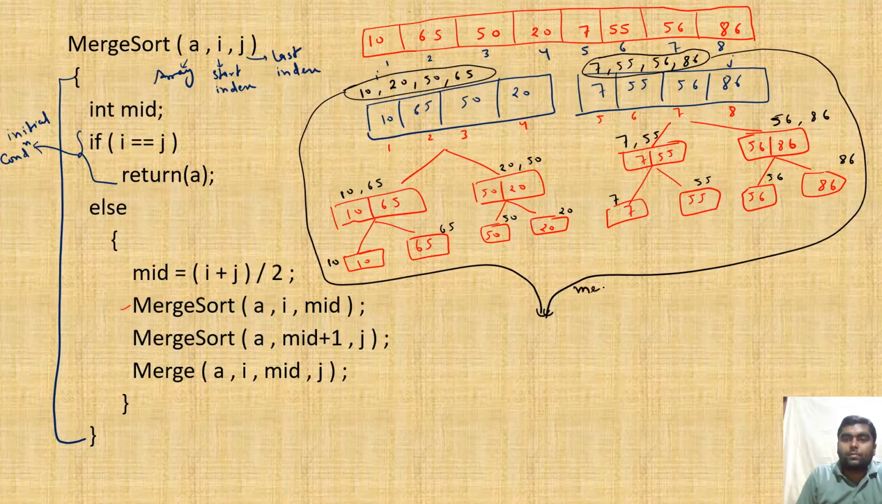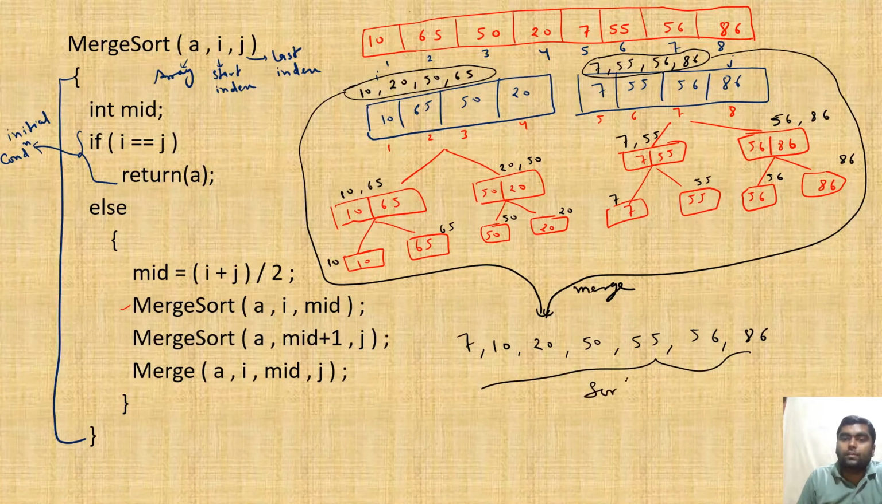So merging, merge. So what will be the resultant? Resultant will be 7, then 10, then 20, then 50, then 55, then 56, then 86. So this is the sorted array. Finally, this is the sorted array. I hope that these three steps are clear to you.